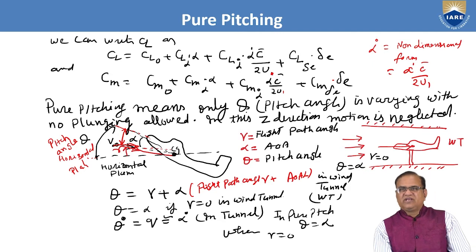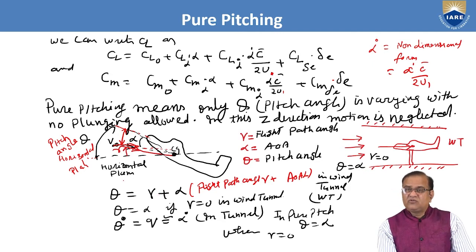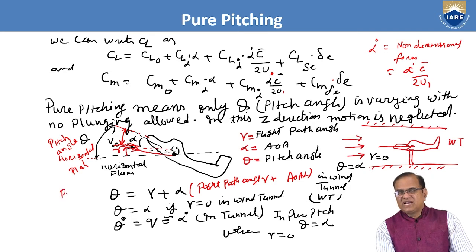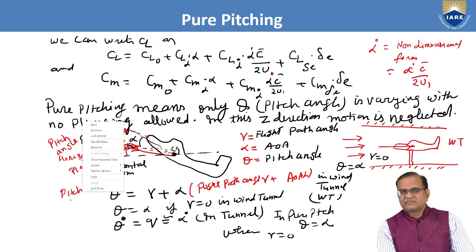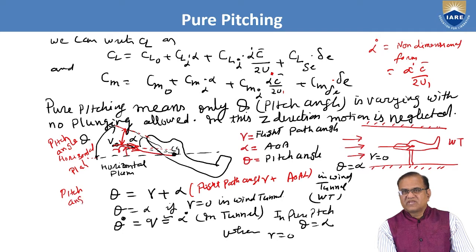Okay, so this theta, and theta is equal to what? It is the pitch angle. So this pitch angle theta is equal to gamma plus alpha.